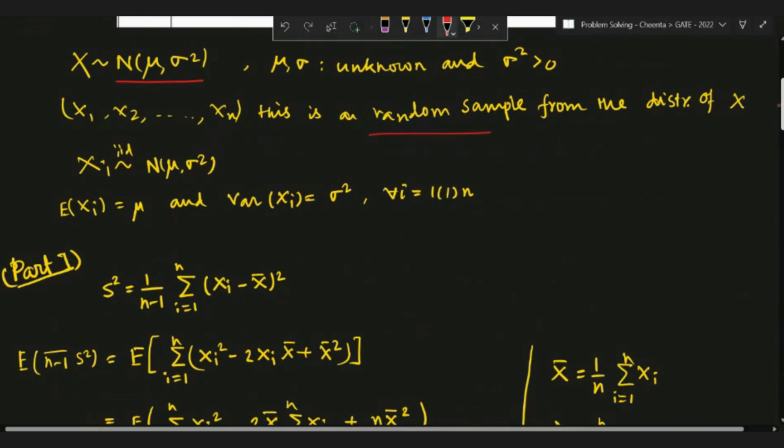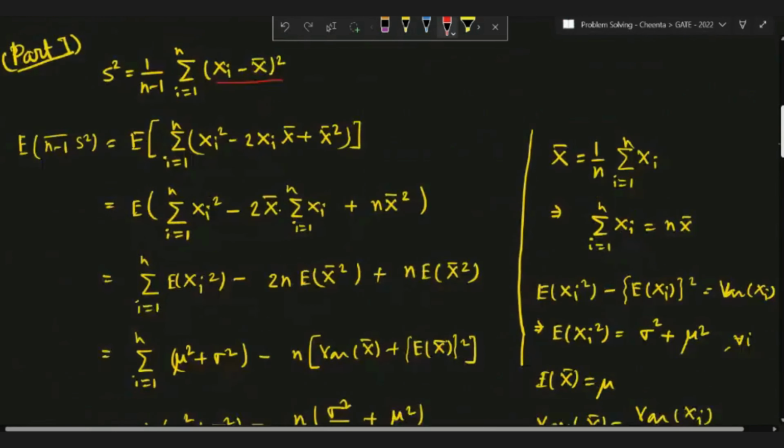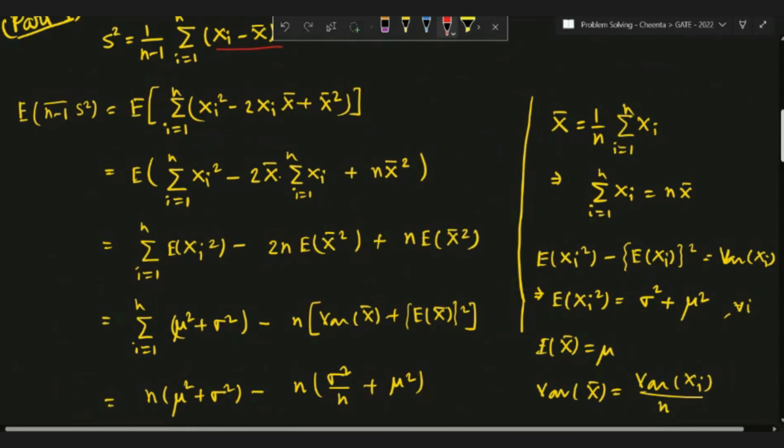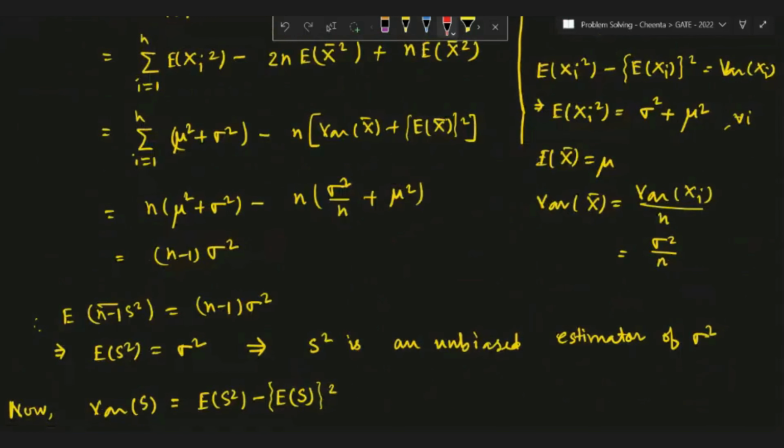So here S square is given by the formula 1 by n minus 1 summation i equal to 1 to n, (xi minus x bar) whole square. We have to check whether expectation of S square is sigma square. For a more sophisticated way of writing, we consider n minus 1 into S square and take its expectation. The expected value of this is coming out to be n minus 1 into sigma square. Here, how did it come about? Let's see.